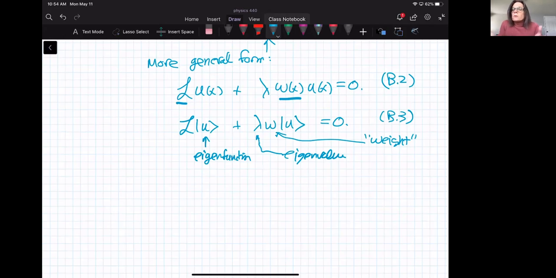Now, what can we do with two eigenfunctions? If you have two different eigenfunctions, what do you want to check first? Orthogonality. Right, you want to check orthogonality, and so how do you check orthogonality?